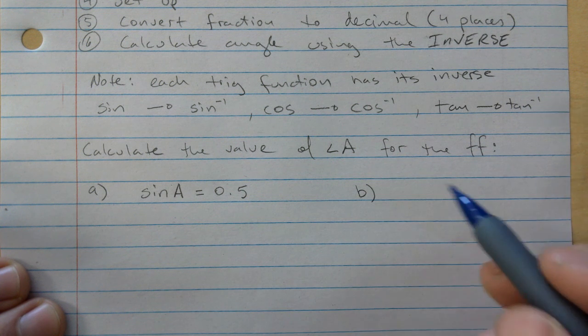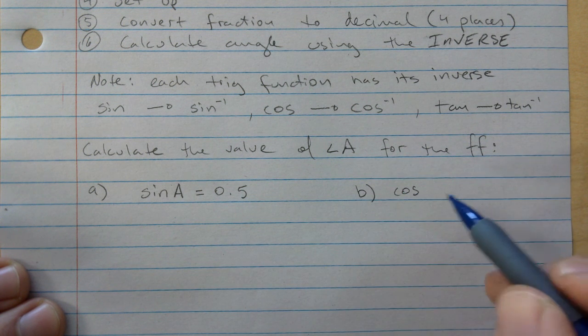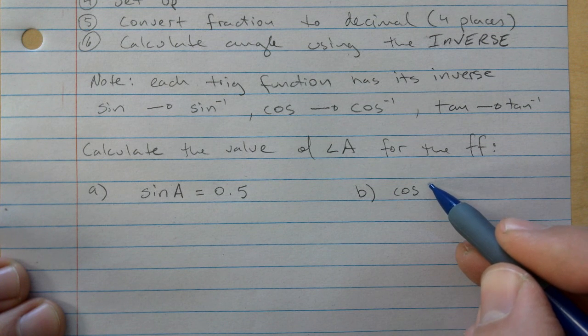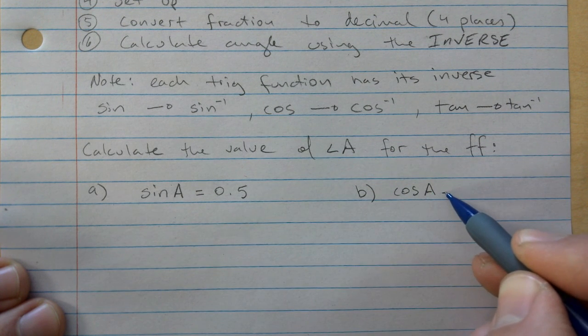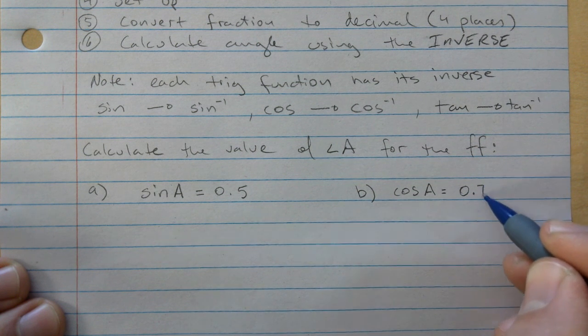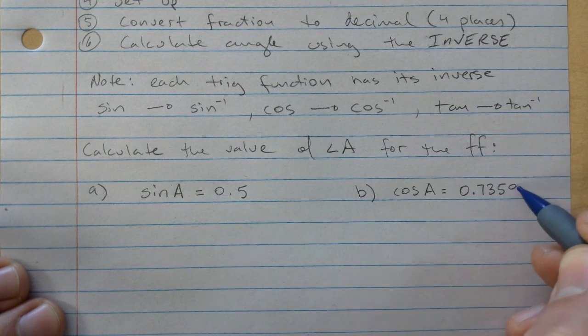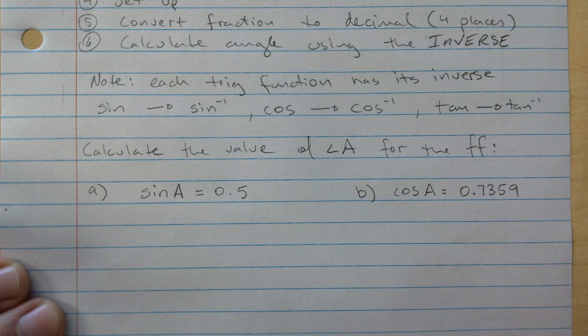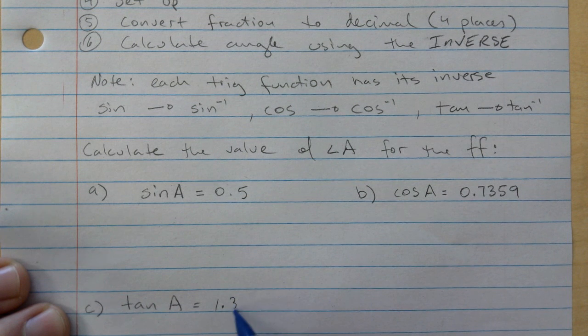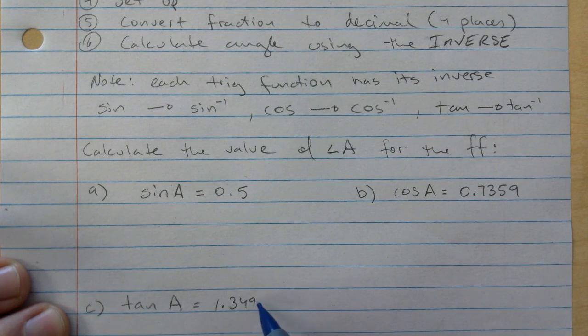B, we're going to do that right next to it. Cosine of A is 0.7359. And C, we're going to put that down here. Tangent of A is 1.3492.